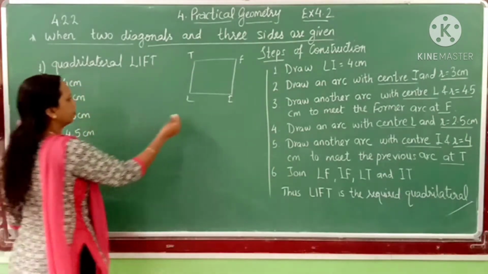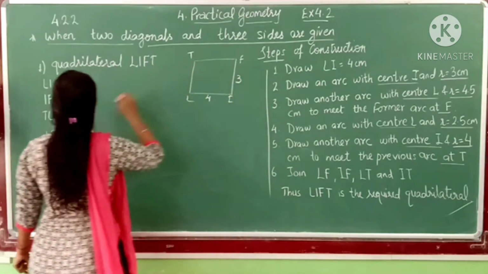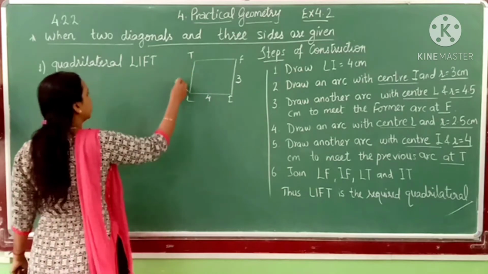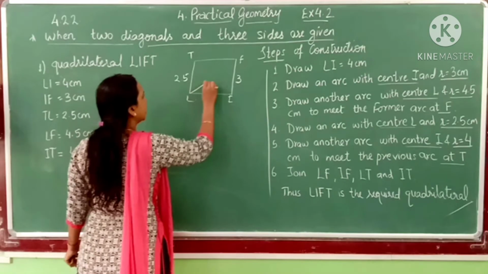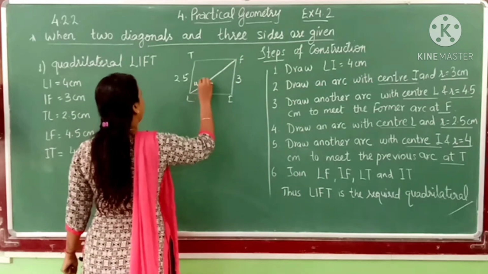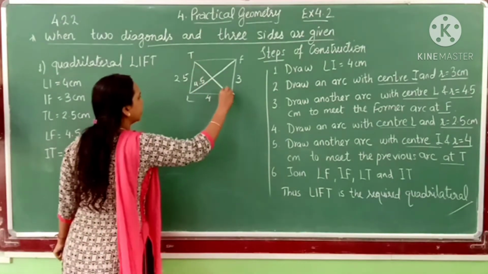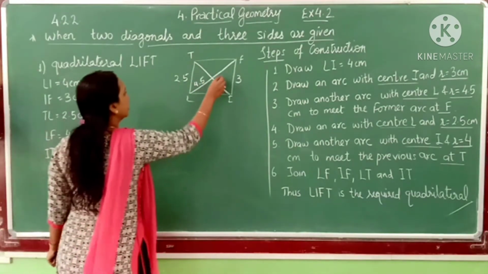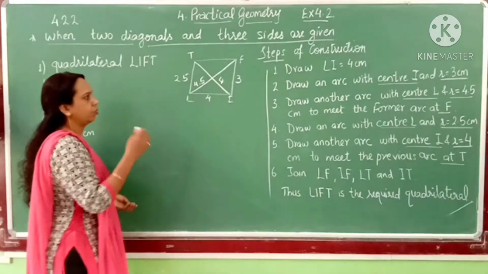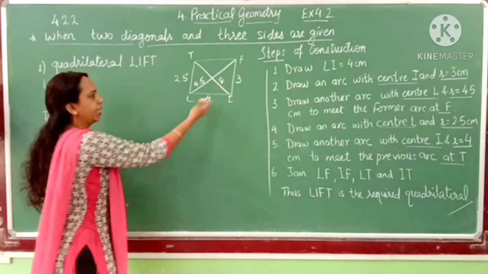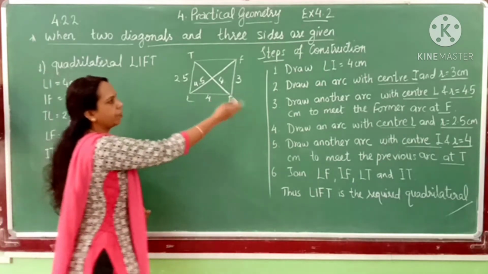LI here 4 centimeter is given. IF is 3 centimeter. TL is 2.5, LF is 4.5, LF that is the diagonal, that is 4.5, and another diagonal is IT, and its measurement is 4 centimeter. Okay, now it depends on you what you want to draw first, whether you want to take a diagonal as the base or any line segment. So let us start with the steps I have written over here.